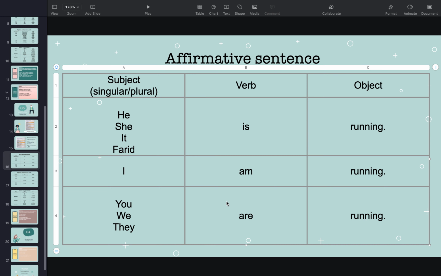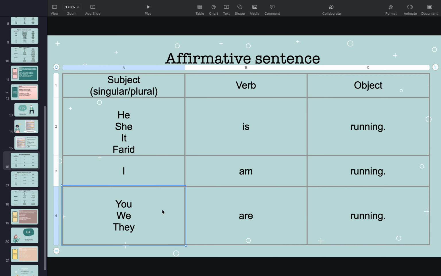Okay, now let's have a look at the last section. You, we, they. Okay, itu ialah plural noun. Lebih daripada seorang. You, we, they. Kamu, kami, mereka. Okay, itu semua ialah plural. Lebih dari seorang. Confirm. No doubt. Okay, so what kind of verb do we use? We use are. Okay, are.